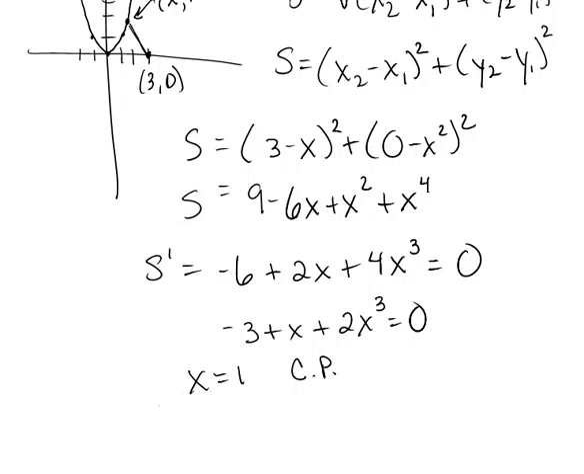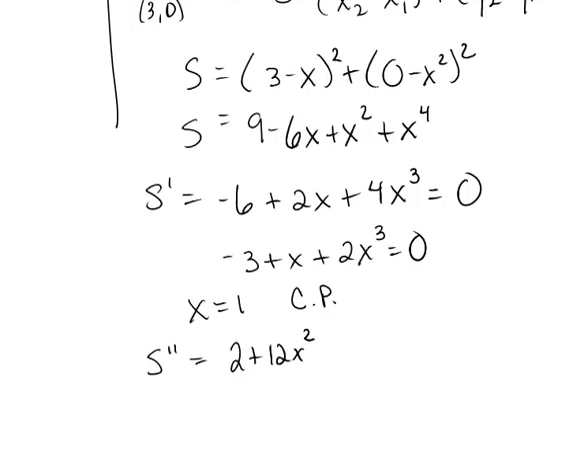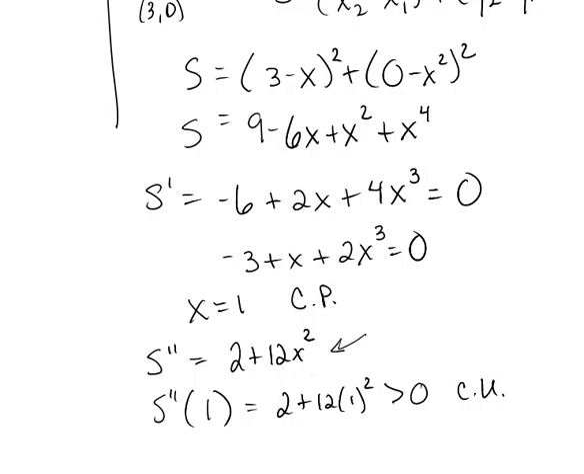Now you want to verify that's a min by looking at the second derivative, which is what? 2 plus 12x squared. And you look at the second derivative at the critical point, and you get 2 plus 12 times 1 squared, which is all you want to know is that it's greater than 0, which means that the function is concave up there. And you should be able to determine that this second derivative is always positive, so the original function itself is always concave up.